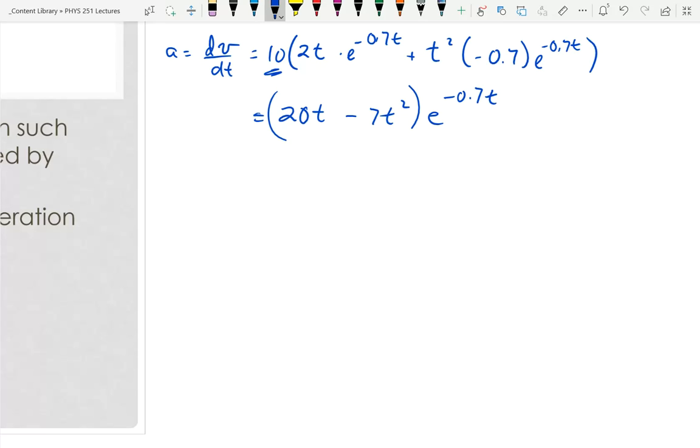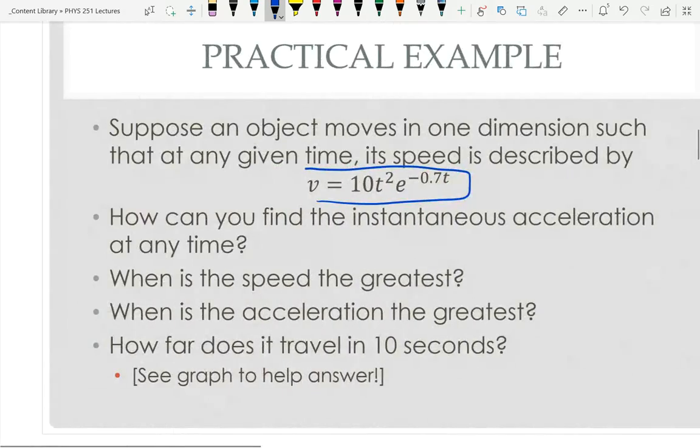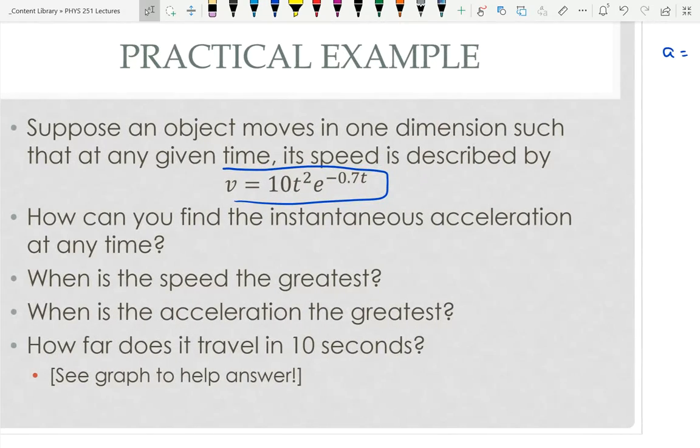So I look at this, and now I want to talk about what it all means. Notice the speed. What's going to happen to the speed over time? At time 0, what's the speed going to be? Multiply that with 1, which you just make it 10t. At time 0, that goes away. It's going to be 0, right? At time equals 0, the speed is 0.